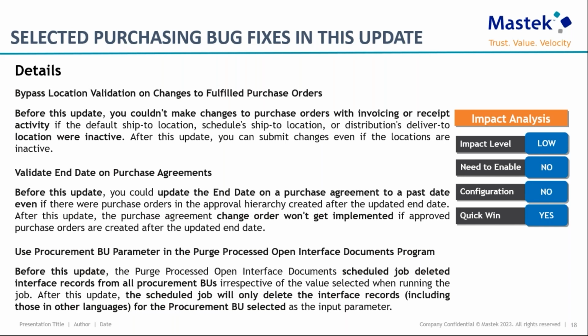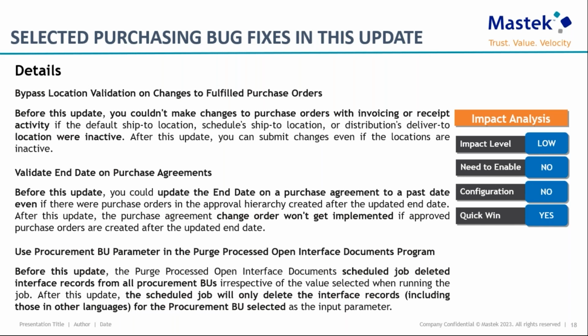The next update is bug fixing on the purchasing side. First is the bypass location validation on changes to fulfill purchase orders. Before this update, you could not make changes to a purchase order with invoicing or receipting activity if that location was inactive. That location may be a ship to location, a scheduled ship to location, or a distributor's deliver to location. But after this update, you can submit the changes even if the location is inactive.